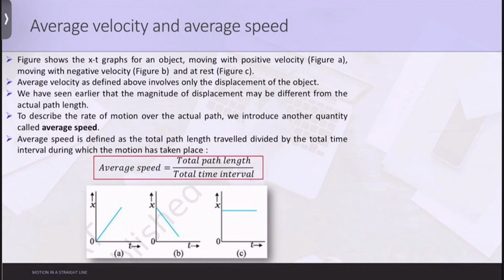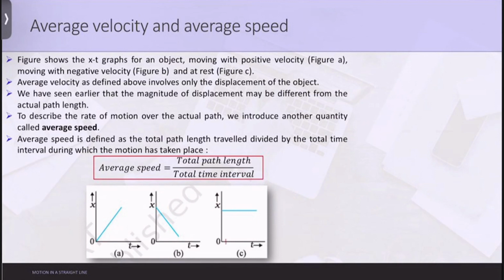Next is moving with negative velocity. As you can see, it's going downward, so it has a negative velocity. And here the slope is 0, so we can say that it is at rest. Also one thing can be understood from this.